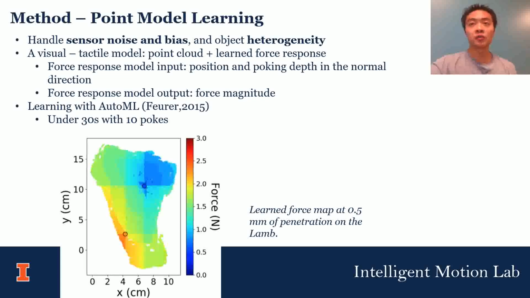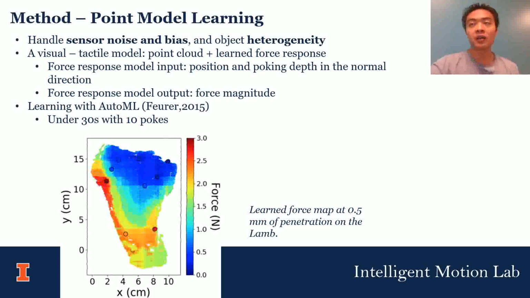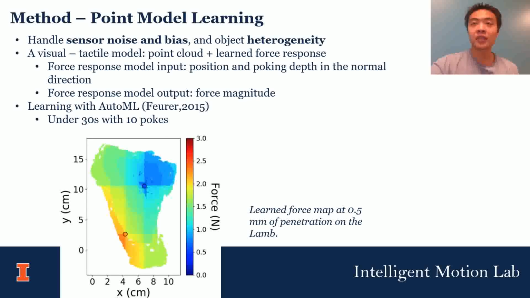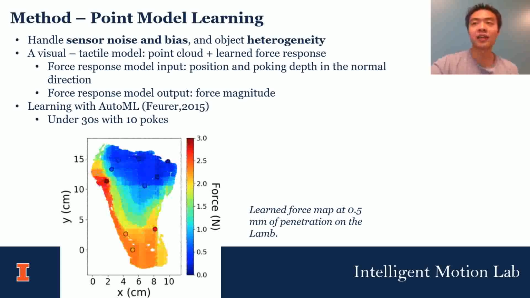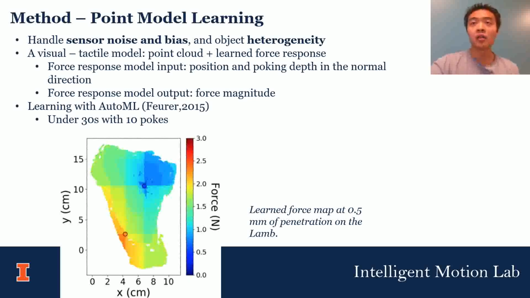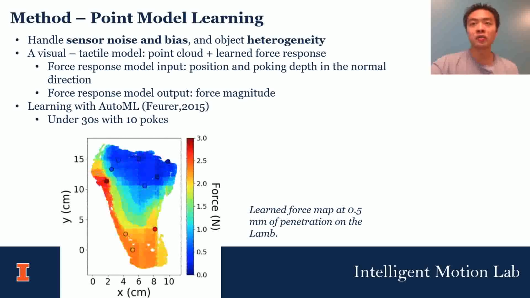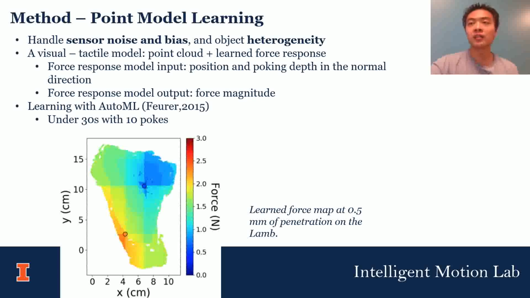We use AutoML to perform this task. We're able to learn a reasonable model in under 30 seconds with data from 10 pokes. The animation here represents a force prediction across the lamp object at depth 0.5 mm using models learned from different numbers of pokes of data. As the number of pokes increases, the model becomes increasingly more refined. One can see the varying stiffness across the object.